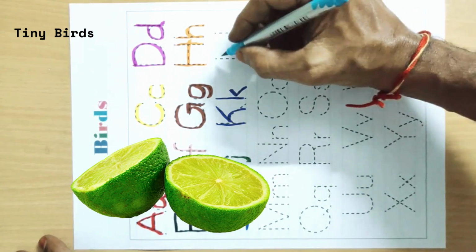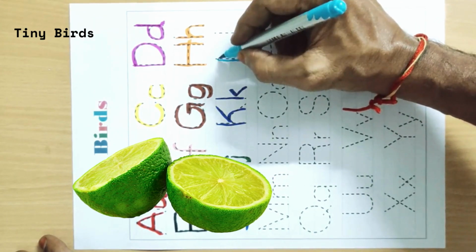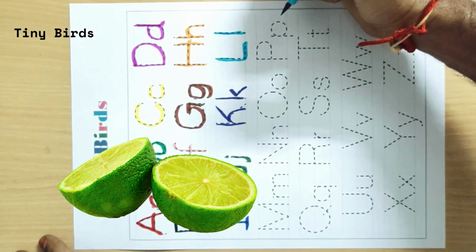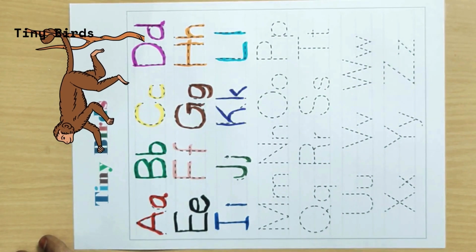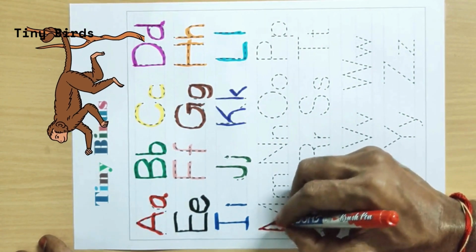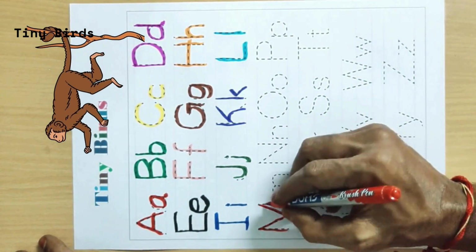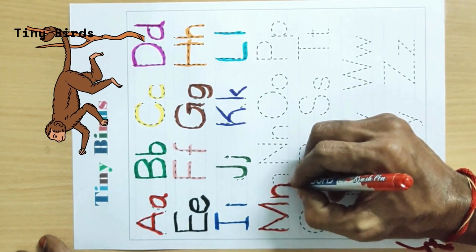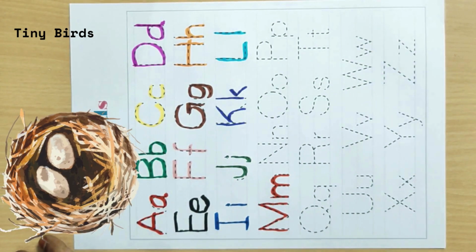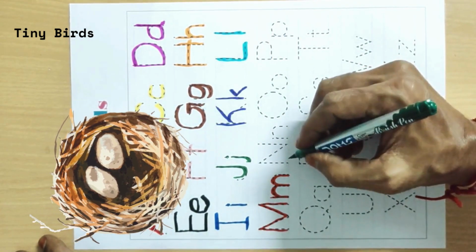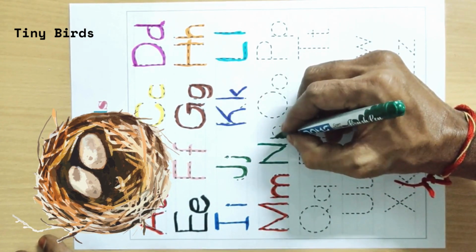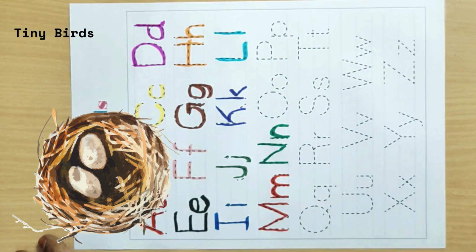L. L for lemon. M. M for monkey. N. N for nest.